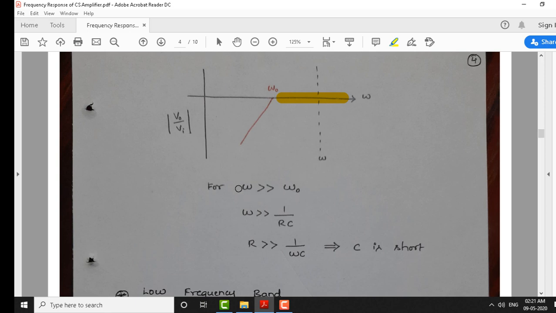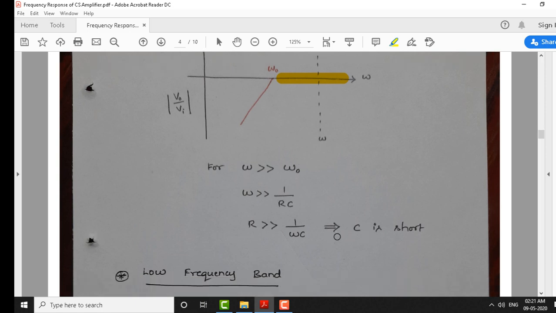The meaning of this is, if the input frequency is greater than omega naught, we expect the capacitance to be short here. So substituting omega naught as 1 by RC, we can obtain the formula for R as R will be far greater than 1 by omega C. So this equation gives you the relationship between the input frequency and the cutoff frequency here.